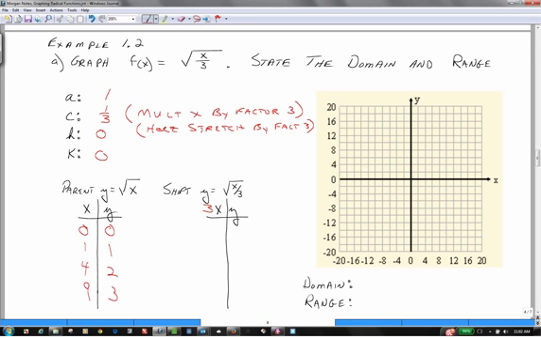So 0 times 3 is 0. 1 times 3 is 3, and y is 1. 4 over here for the x. 4 times 3 is 12, and my y value is 2. And 9 times 3 is 27. My y value is 3. So plotting that, I have 0, 0. I have 3, 1.